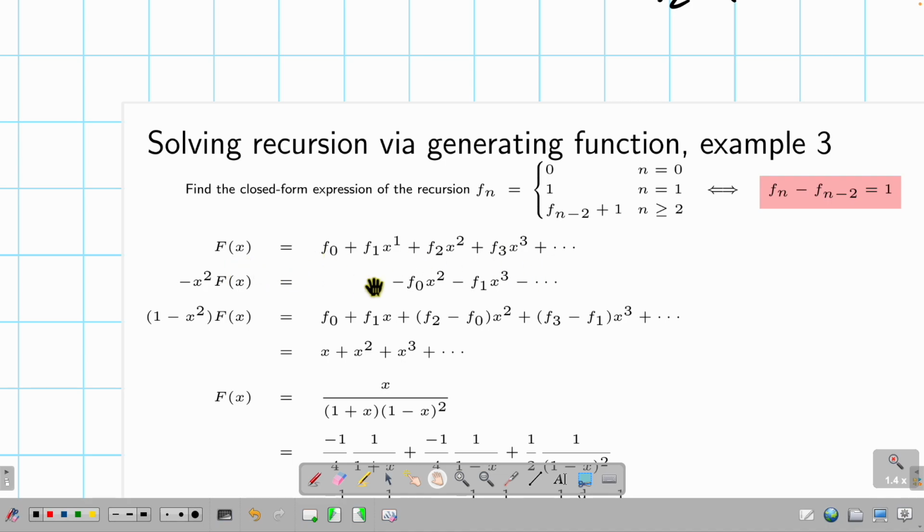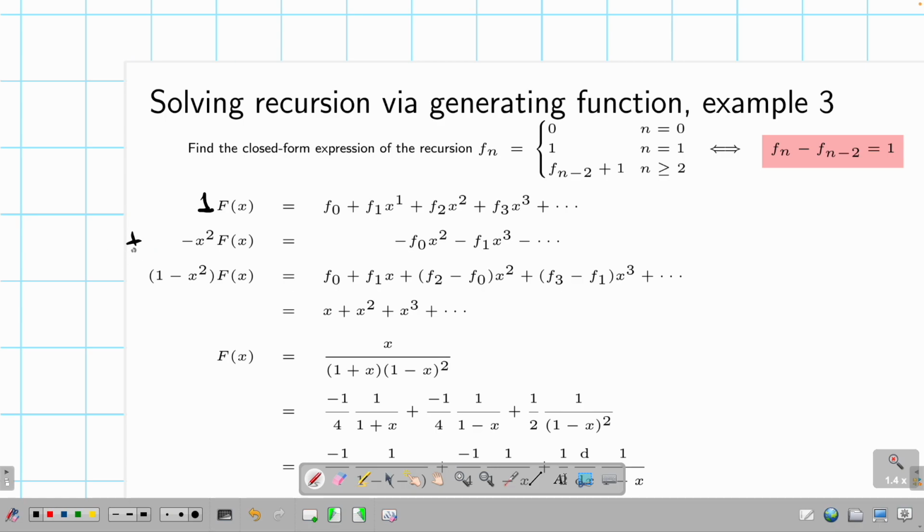Here, we see that f(x) is this sequence. So if we multiply f(x) by negative x squared, we are raising everything by power 2. So we will get negative f_0 times x squared minus f_1 times x cubed minus, and we'll get this. Again, there's a 1 here, so we're going to do what? Addition. So this one, add the negative x squared f(x), gives us the thing in the bottom, this term. What about this term? We're going to do addition. So this guy comes down, this guy comes down, and then for the x squared term, it is f_2 minus f_0. For the x cubed term, it's f_3 minus f_1. So we now have this one.